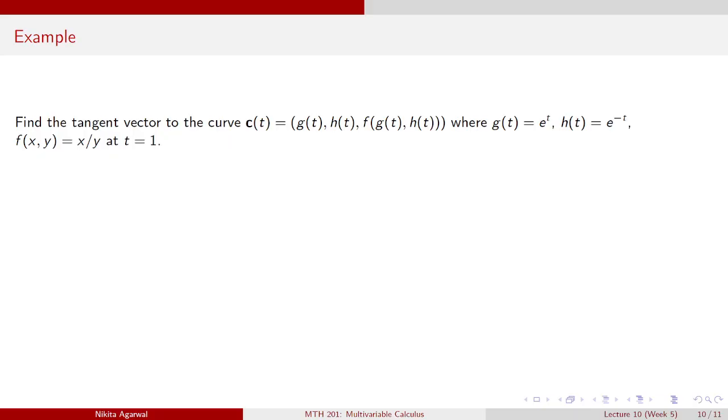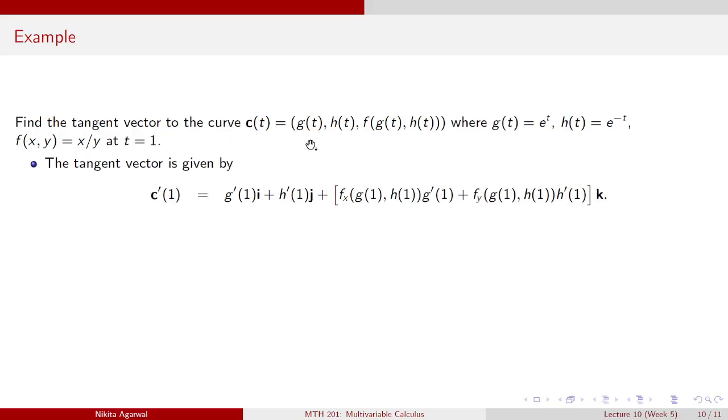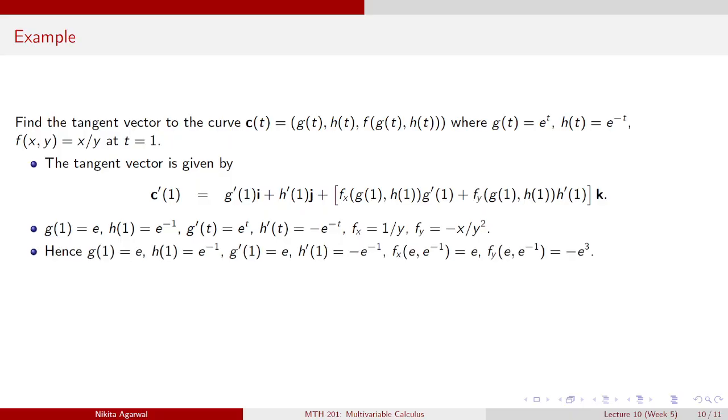Let us look at this example. Find the tangent vector to this curve where g(t) is e^t, h(t) is e^(-t), and f(x,y) is x by y. So the tangent vector from the previous slide is given by this expression. You just compute all the derivatives and plug in the values, and you get c prime of 1 to be this quantity. So this is the tangent vector to the curve which is sitting on the graph at the particular point t equal to 1.